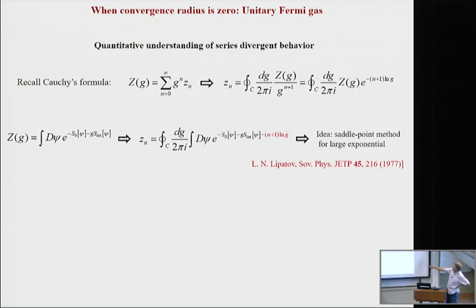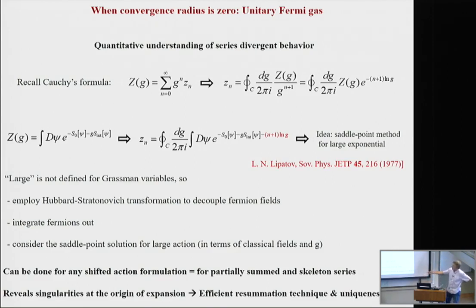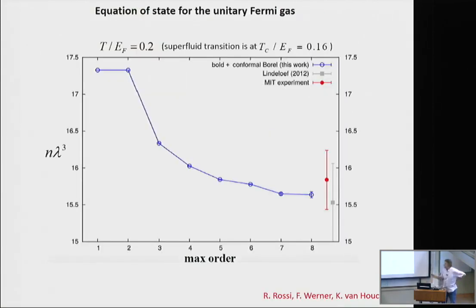He said, OK, ultimately, you have to perform integration over the coupling constant and a functional integral over the Grassmann fields. But something in the action looks large. The only problem, of course, with fermions, there is no large, because you have Grassmann variables. So you have to do some type of Hubbard-Stratonovich transformation, integrate out fermions, you end up with classical fields. Now you can use the saddle point approximation for the large classical action, and then you compute the leading behavior of those coefficients. So that's what was done by the Paris group, and that's the outcome.